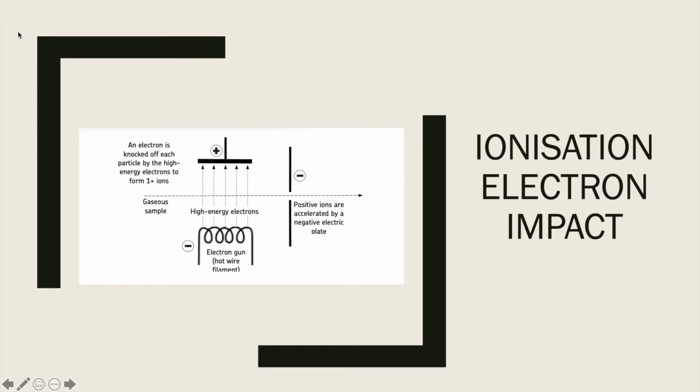So the process starts off with the sample being vaporized, and then high energy electrons are fired at it. The high energy electrons come from the electron gun. The electron gun is basically a hot wire filament, but it has a current running through it, so it's able to emit those electrons. The electron gun usually knocks off 1 electron from each particle, forming a 1+ ion. Then the positive ions are accelerated by a negative electric plate afterwards.